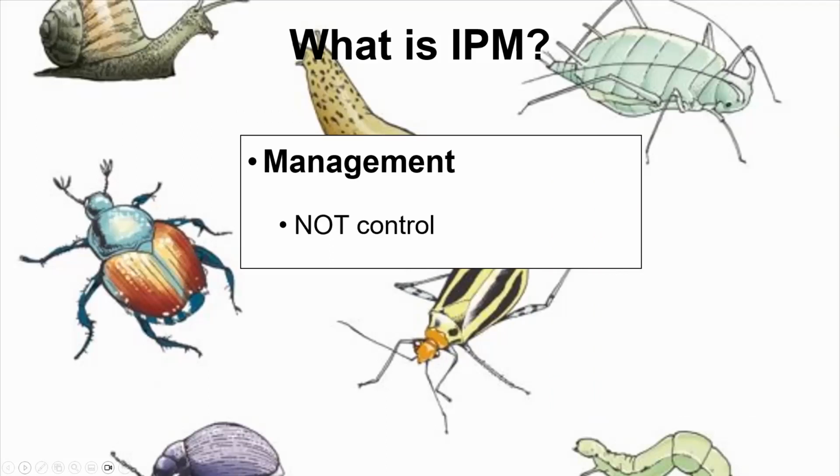Management is not control. The pests are always going to be there. We're not trying to control them. We're just trying to manage their population. So keep that in mind. Eradication is almost never possible. All right, so now we're going to get into the process.